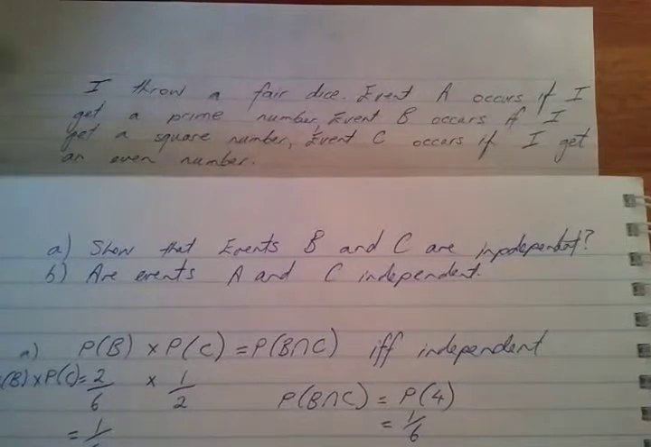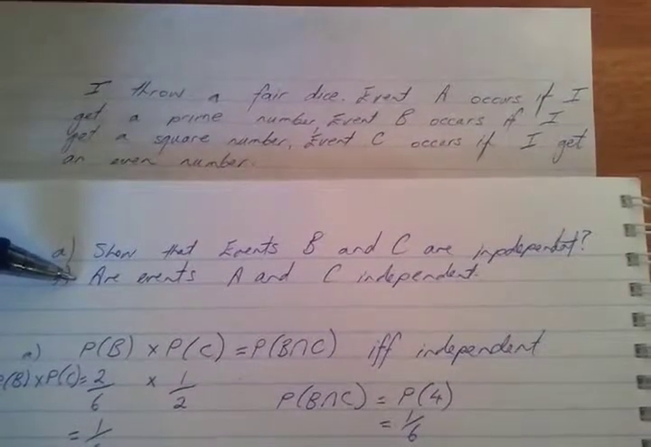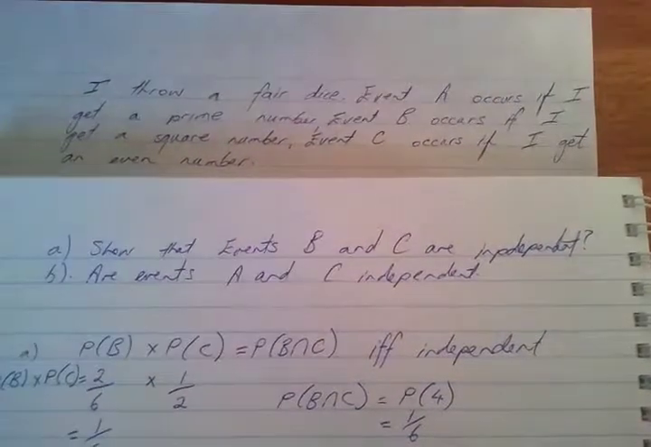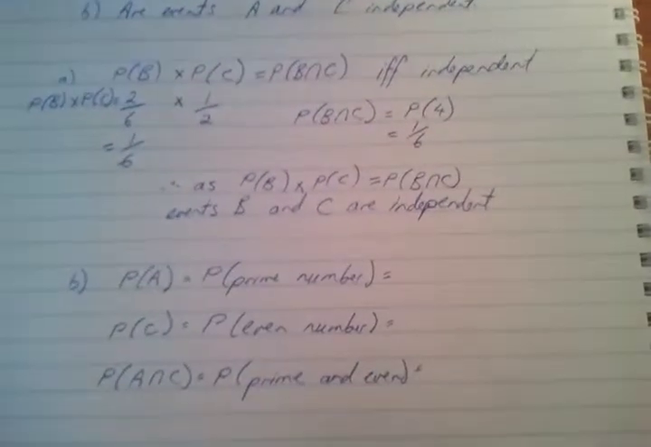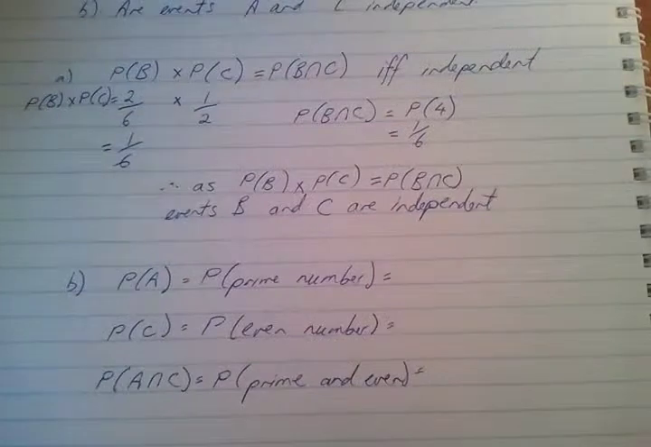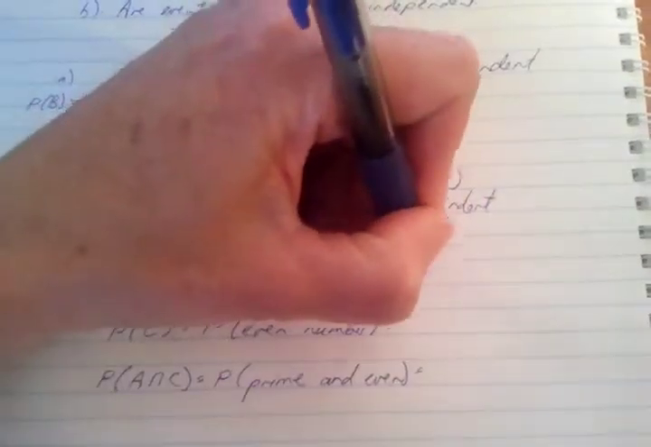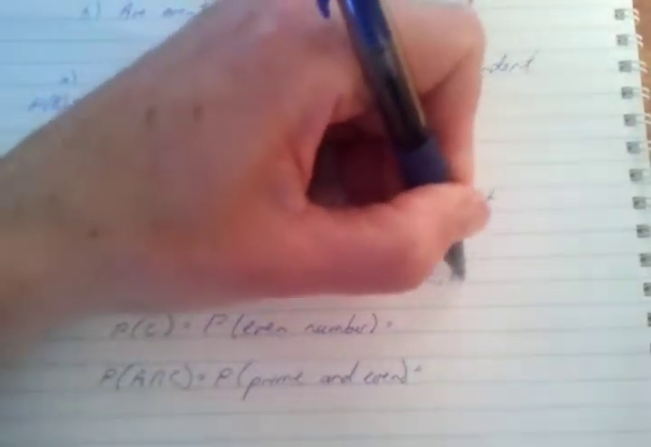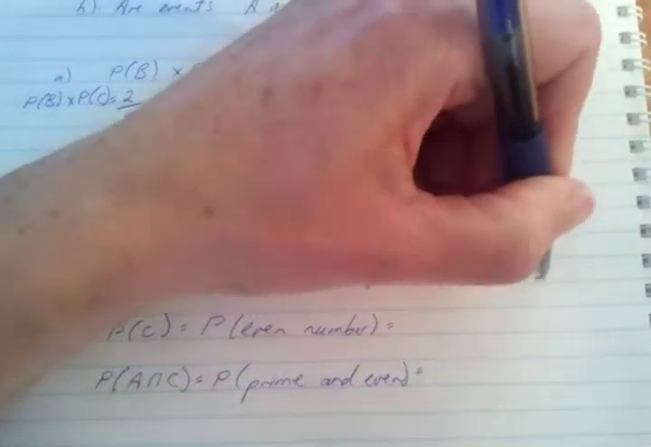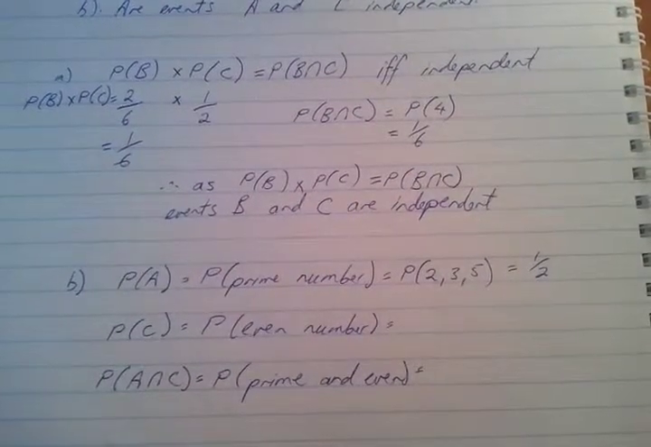In the second part of the question, it asks, are events A and C independent? Event A is getting a prime number and event C is getting an even number. So just so that we can see that, we'll write that out again. Event A is getting a prime number. Of the numbers 1, 2, 3, 4, 5, and 6, we know 2, 3, and 5 fit the prime number condition, which means there's a half chance, 3 out of 6, that the number on the dice will be prime.